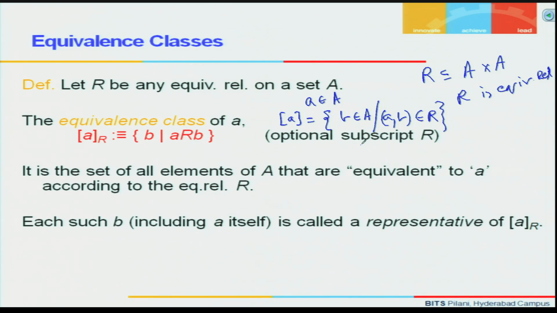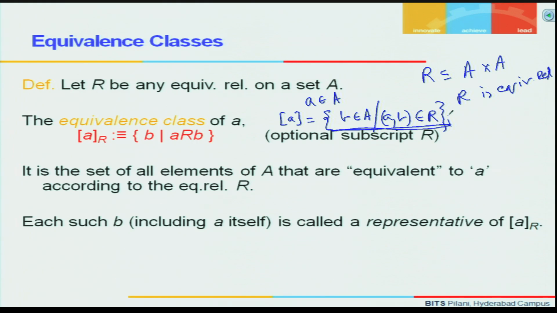So given an element A, it might be paired up with a number of elements when the corresponding tuple is there in the relation R. I will consider all such elements in A with which A is paired up in the relation R. This particular set is called an equivalence class. You are getting what I am saying? Given an element A, I look at all other elements of the set A with which this element A has been paired up and the tuple is there in the relation R. I consider all such elements. All such elements constitute the equivalence class of A.